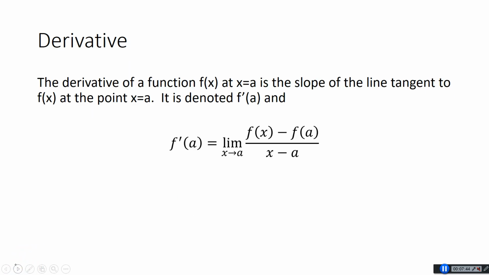So this is where the derivative comes into play. The derivative of a function f of x at x equals a is the slope of the line tangent to f of x at the point x equals a. It is denoted by f prime. We'd read this f prime.